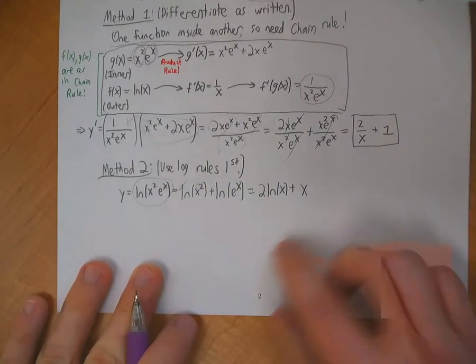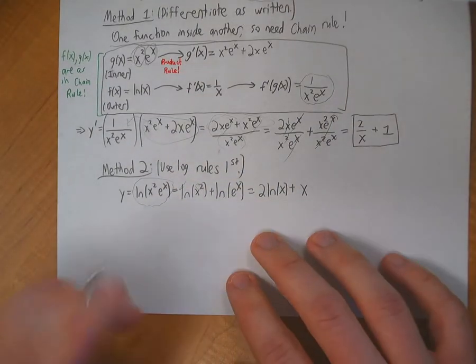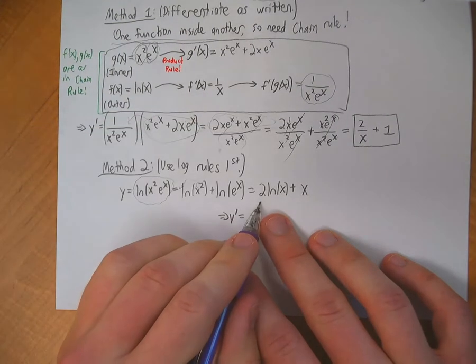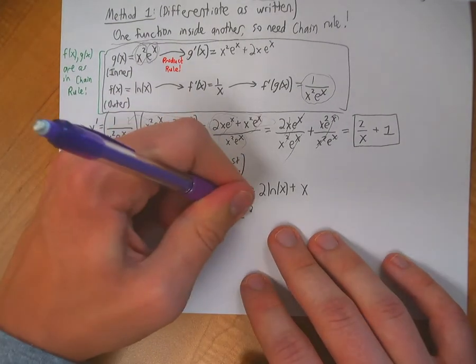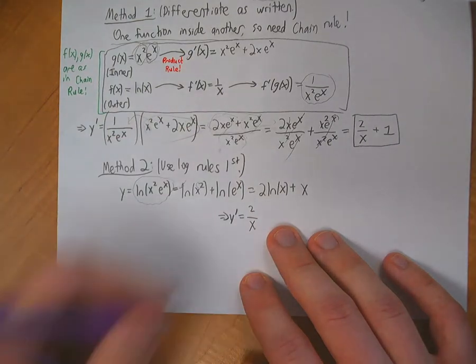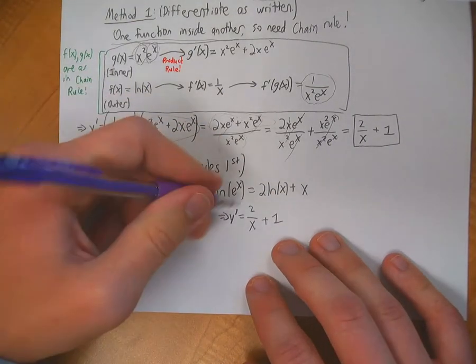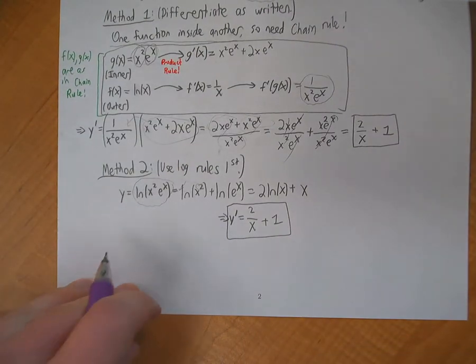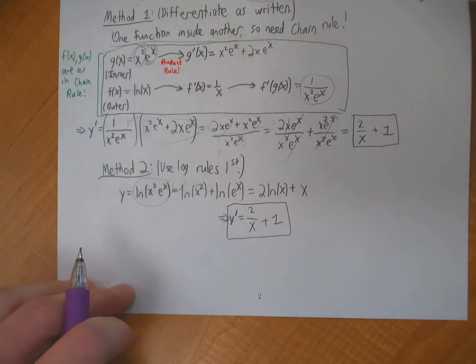So then you'll notice this is much easier to differentiate, right? Because y prime then becomes the derivative of 2 times natural log of x, which is just 2 over x, plus a quick application of the power rule, which is just 1. Okay. So any questions on that? Okay.